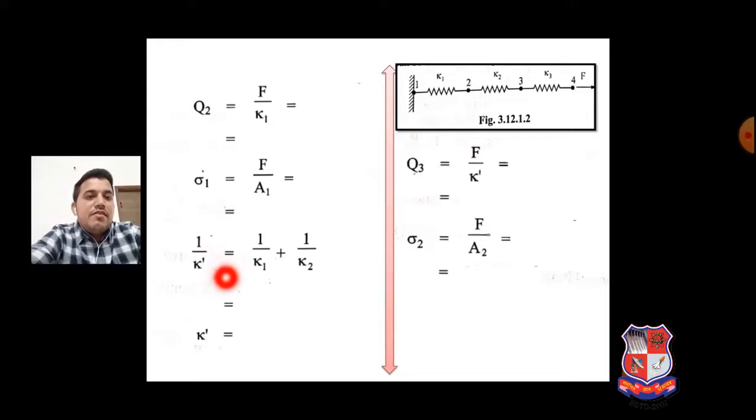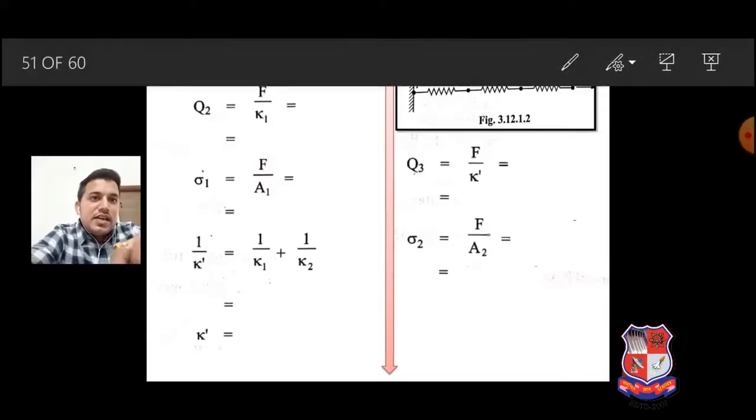So 1 upon k dash, meaning we have to find k dash. For 2 springs, first 1 by k1 plus 1 by k2. So let's see, we are starting with the first. To find out such things we have to find q2. We know why we are finding q2 and q3: q1 is already 0 due to the fixed point. That's why we want to find the stress at the first node and the stress at the second node. For that purpose we are searching out this thing. Let's start.